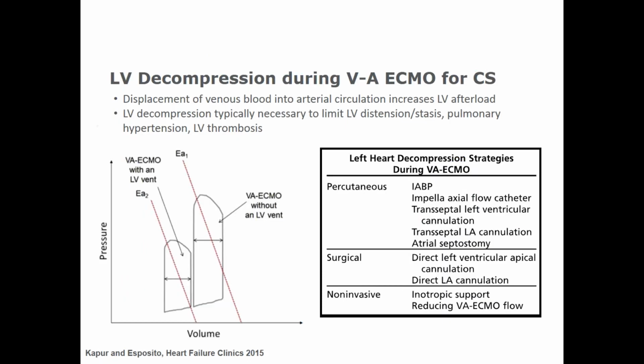One way to mitigate this problem with high filling pressures due to limited LV unloading with VA ECMO and cardiogenic shock is to provide a venting strategy for the left ventricle to further decompress the LV. This can be done with a balloon pump, but it's more typically done in the modern era with devices like the Impella or direct atrial cannulation. Some other strategies for left heart decompression during VA ECMO are listed on this slide, as well as the curves that highlight what happens to hemodynamics in terms of pressure volume loops when a vent is in place.